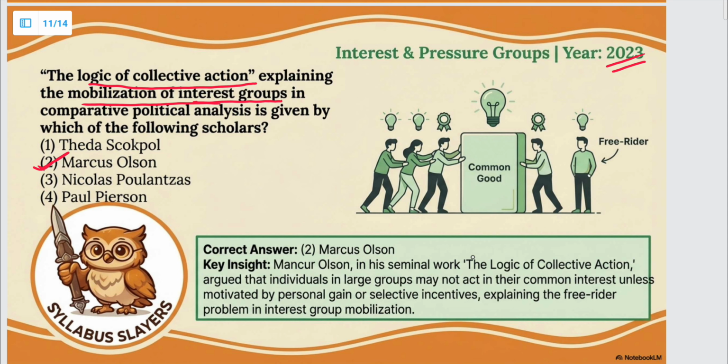Mancur Olson, in his seminal work The Logic of Collective Action, argued that individuals in large groups may not act in their common interest unless motivated by personal gain or selective incentives. ठीक है? Explaining the free rider problem in interest group mobilization. तो this is a very important term, free rider problem.